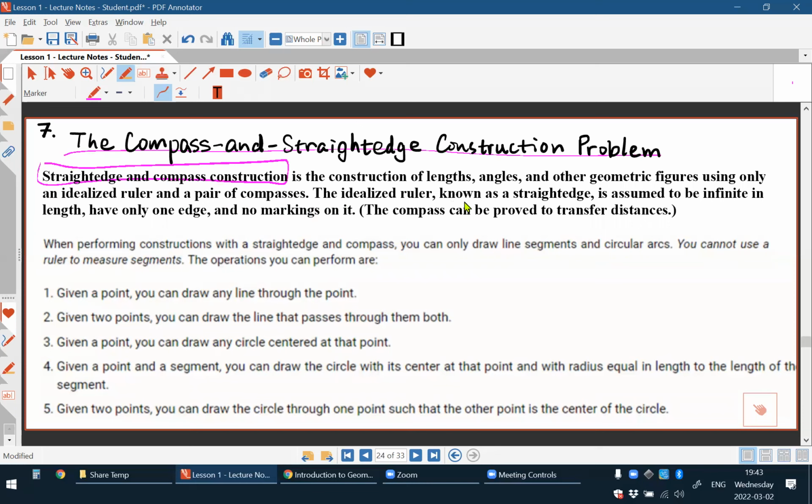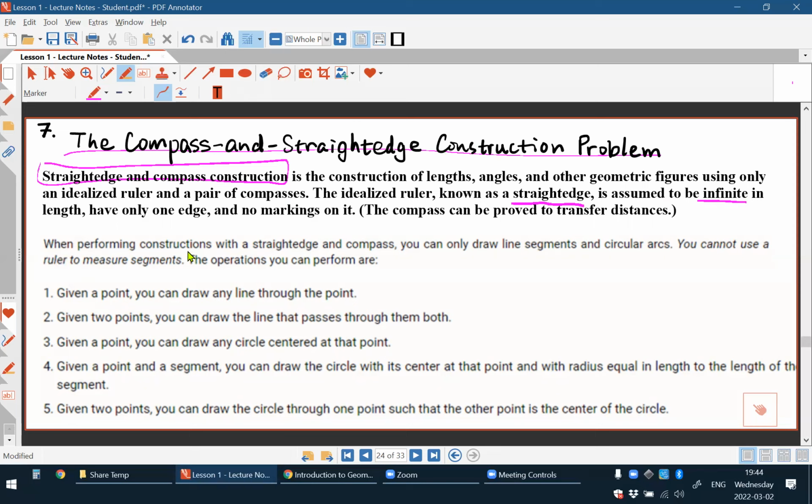The idealized ruler, known as a straight edge, is assumed to be infinite in length, have only one edge, and no markings on it. That means you cannot use it to mark things on or measure things. The compass can be proved to transfer distance. Okay, so this is the basic concept of such a problem.